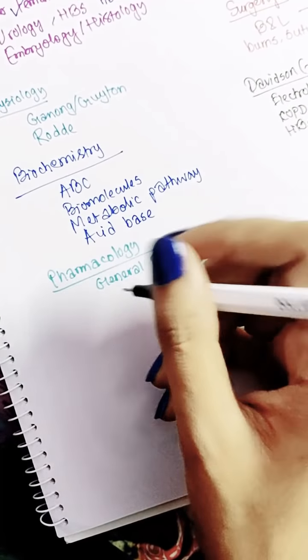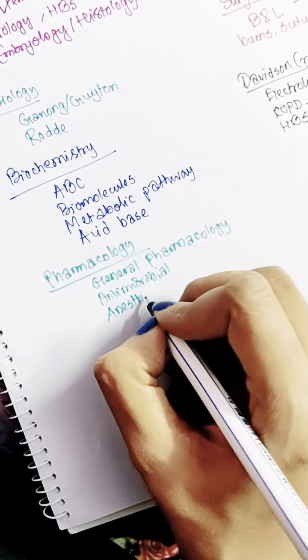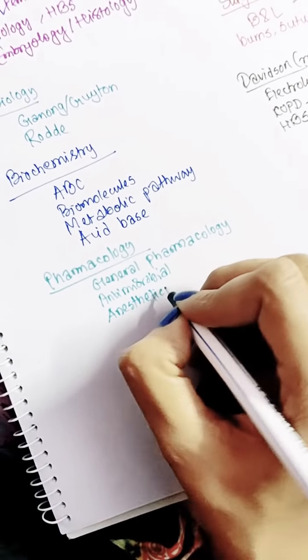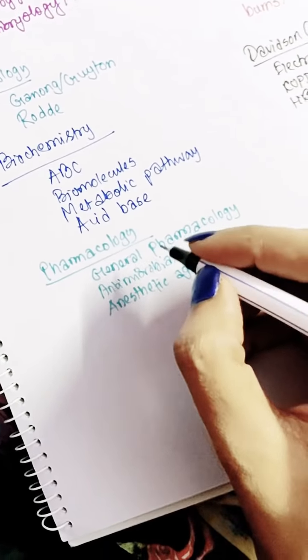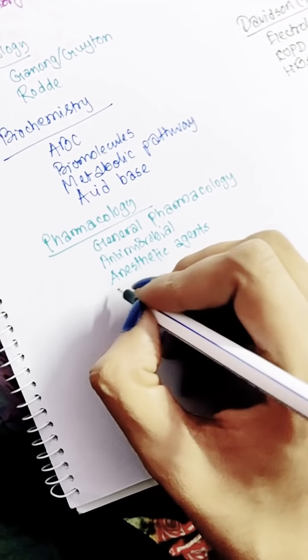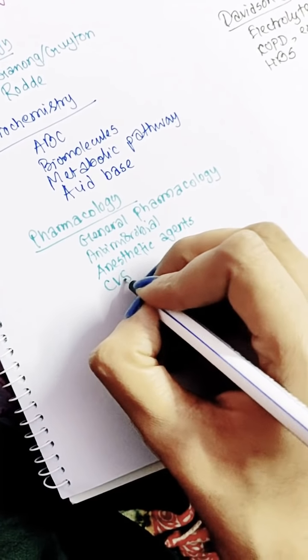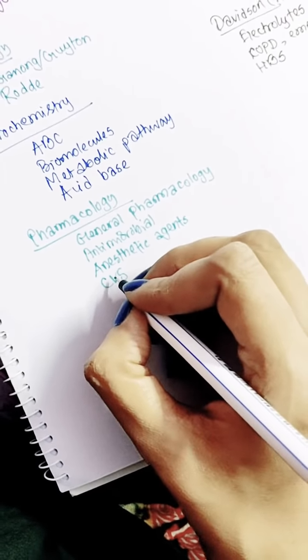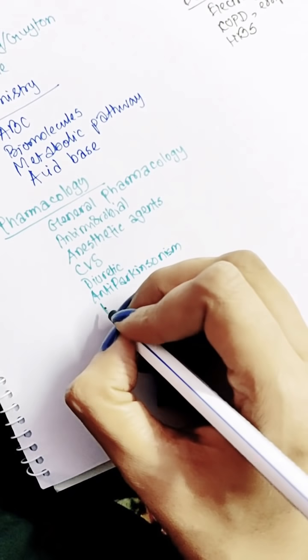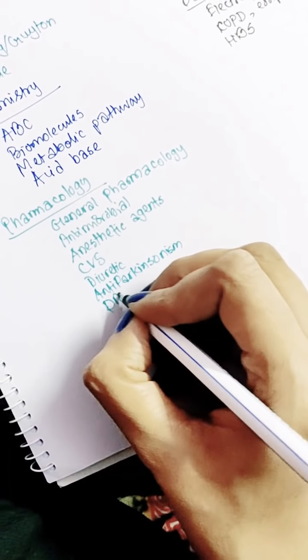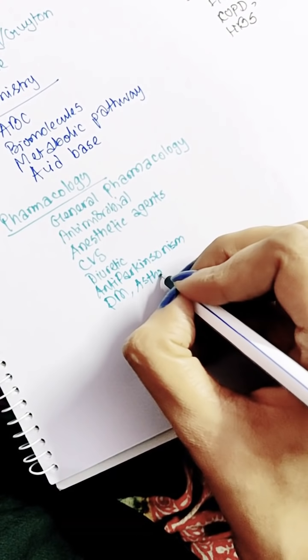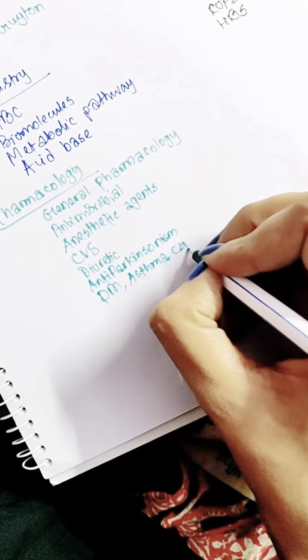For systemic, you need to have a very good idea about the antimicrobials. Very favorite topic for FCPS and MS. You need to have a solid idea about the anesthetic agents, because as a surgeon, you are going to be involved with anesthetic agents a lot. And apart from these two, you need to have a good idea about the cardiovascular system. You need to know how the diuretics work. You need to know the anti-Parkinsonism drugs, and asthma, because it's involved with any basic surgical comorbidities. Diabetes, asthma, COPD, heart disease, anything that you could think of.